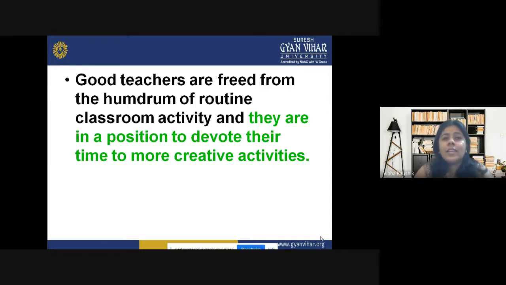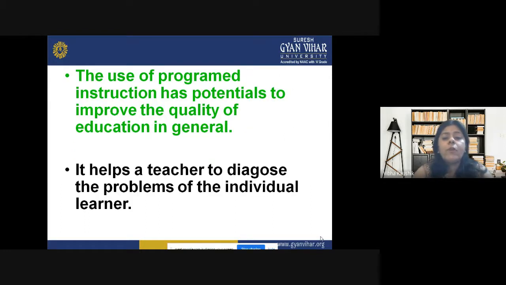The time that is saved by the teacher will be devoted to more creative activities. They are in a position to devote that time to more creative activities. The use of programmed instruction has the potential to improve the quality of education in general. The programs that are developed for the learners to learn have the potentiality to improve the quality of education in general.